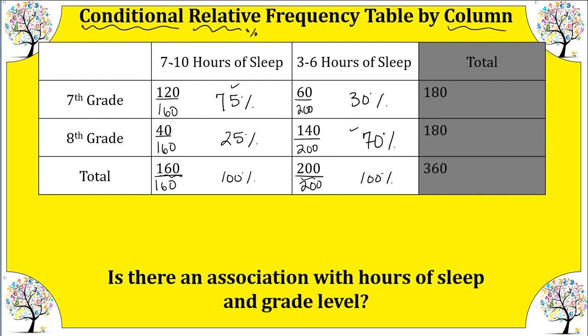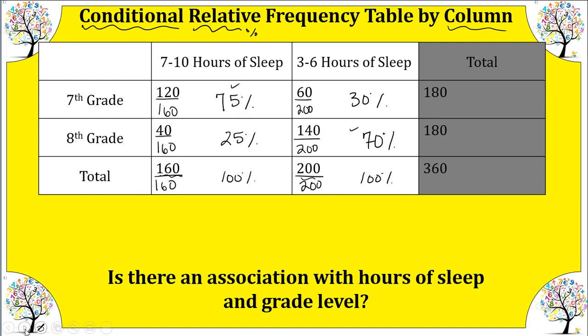Excuse me. So you can see this conditional relative frequency table by column really narrows down and shows that I could predict students who get more sleep are more likely to be 7th graders than 8th graders, 75% to 25%, and those that get little sleep, 3 to 6 hours, are more likely to be 8th graders. So there is an association of hours of sleep and grade level.